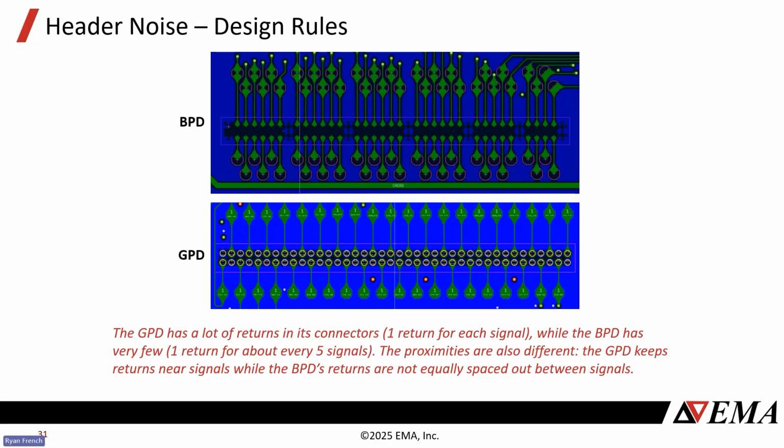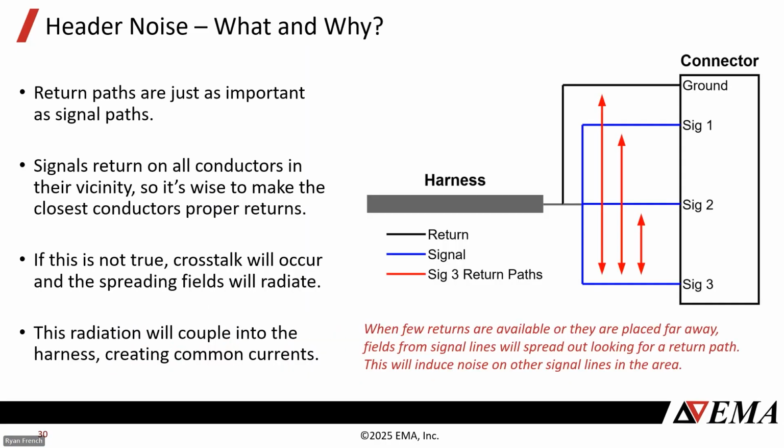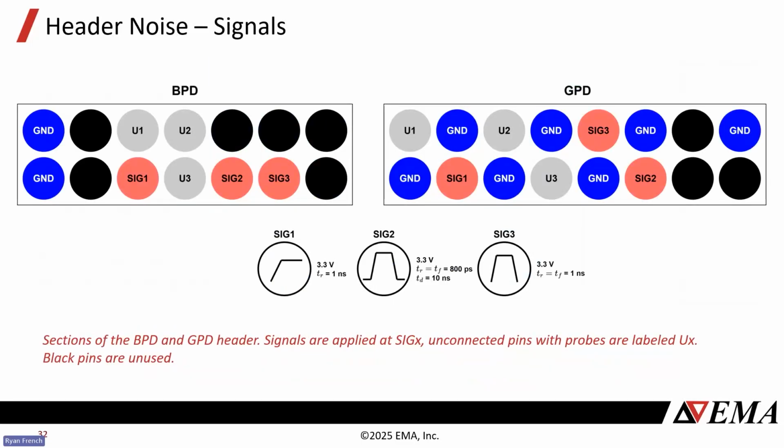So how did I test this? I made the assumption that I'm going to drive 3 signals. So I'm assuming 3 of these pins are used like a communication bus or something like that. And you can see the 3 signals I injected here. I also want to monitor 3 unconnected pins, these gray ones. These are just going to be pins that aren't necessarily switching at that given moment, but we want to see how much noise is on them. And we can easily see there's only 2 grounds here, and we got 1 ground for every single signal in the good design.